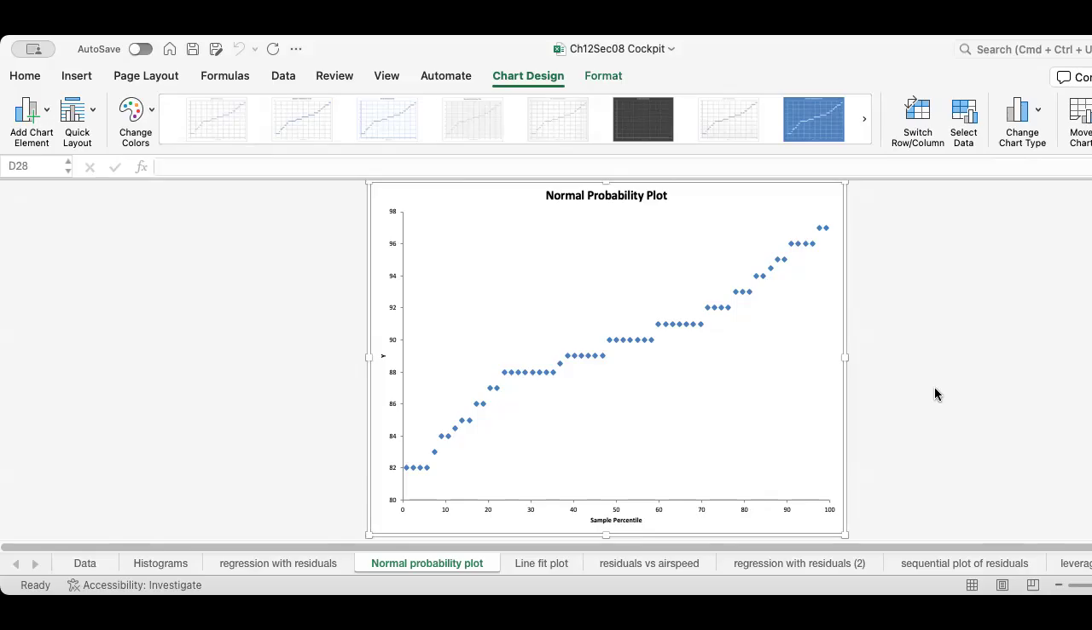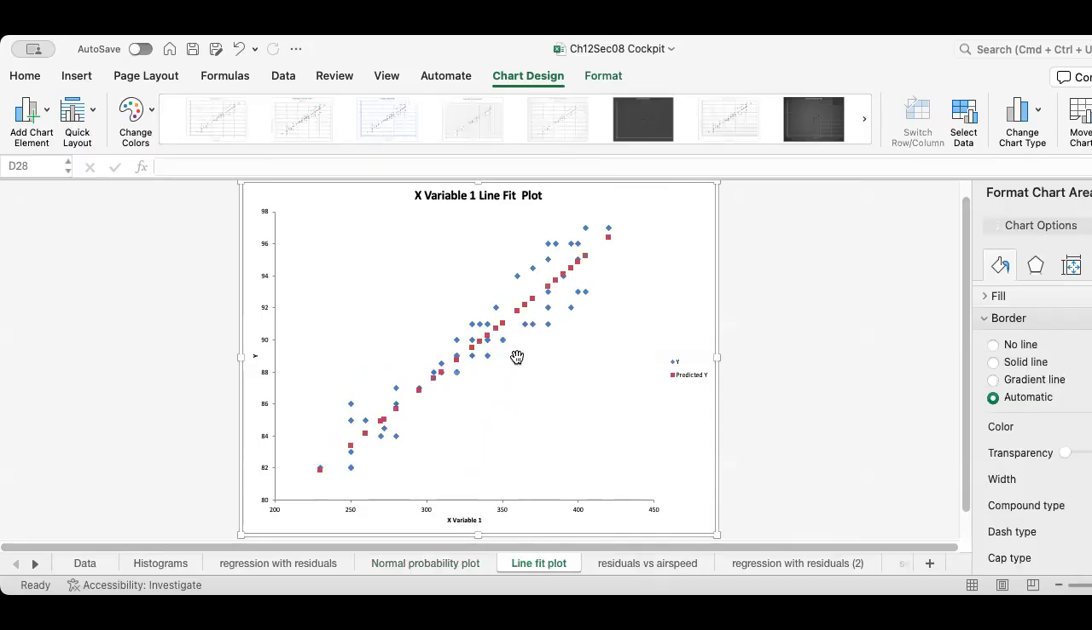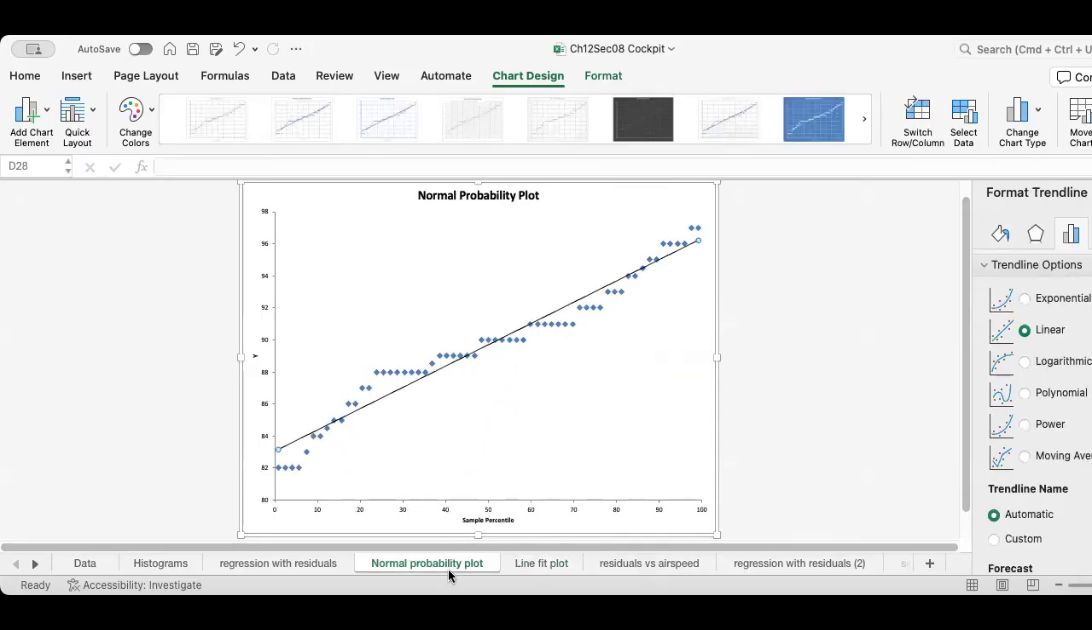That kind of looks like a line. It's not a great line because they're all dotted all over the place, but if I were to grab this and say add a trend line, it's not that far off from a line, is it? Okay, I'll buy that. That's mostly normally distributed. Good enough for me. I can look at the line fit plot, but that's not as helpful as the normal probability plot, in my opinion.